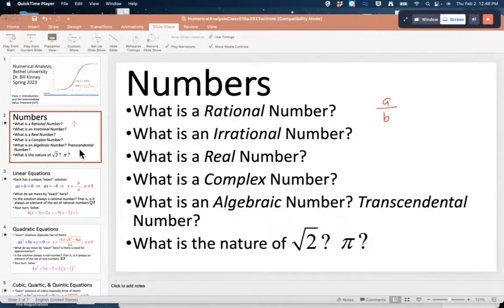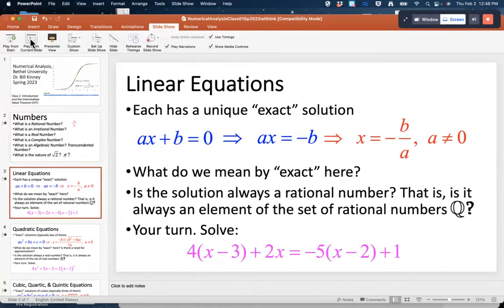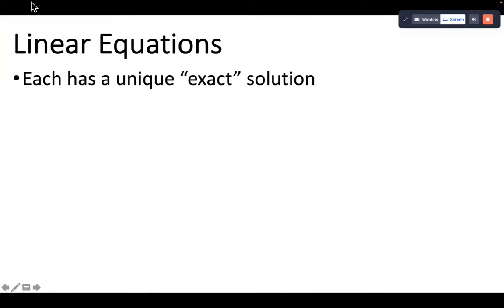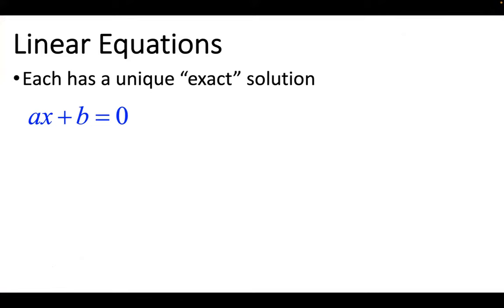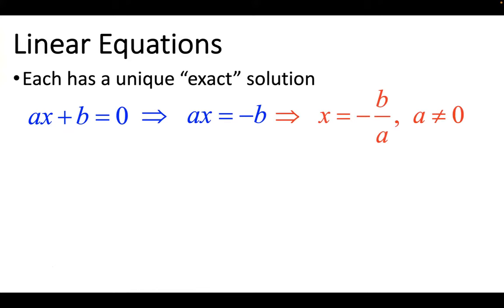Let's talk about solving basic equations. Linear equations. Start out really simple, right? Each equation has a unique exact solution. If it's in the form ax plus b equals 0, subtract b from both sides, then divide both sides by a, which you can do as long as you're not dividing by 0. Why do I have exact in quotes?